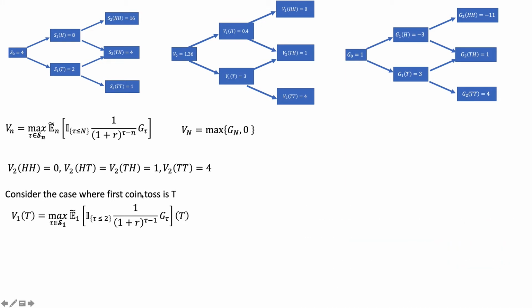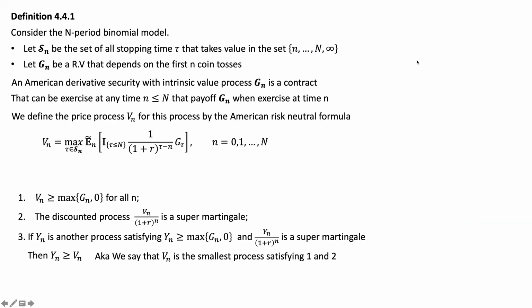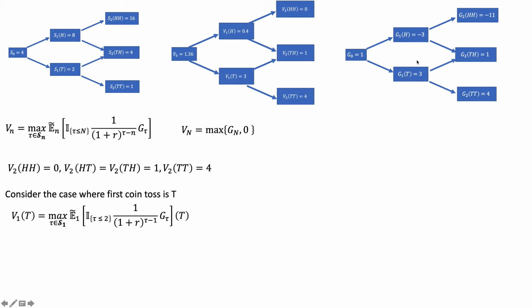Okay, so now consider the case where the first coin toss is a tail. If the first coin toss is a tail, that means now we're standing at this node. If we try to find the value at this node, it's just going to be this guy here. Now we have many different strategies. If I stand here, what are the different stopping time strategies that can help me maximize the value of my option?